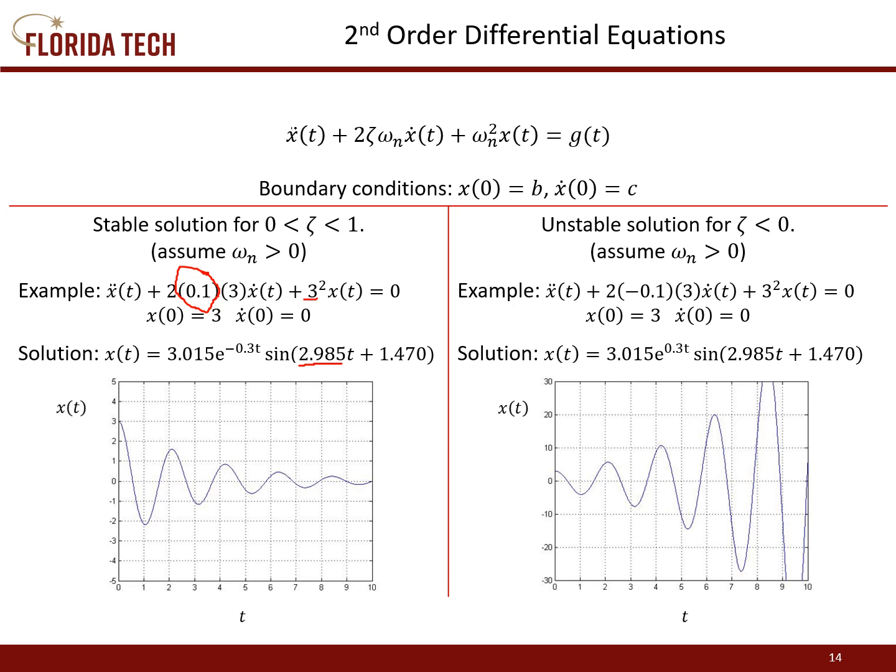On the right-hand side of the chart, we see that if the damping ratio is negative, right, for this problem we have a negative 0.1 as a damping ratio. Even though it has the same natural frequency of 3 and the same damped frequency of 2.985, that damping ratio is going to make that signal grow without bound or become unstable.